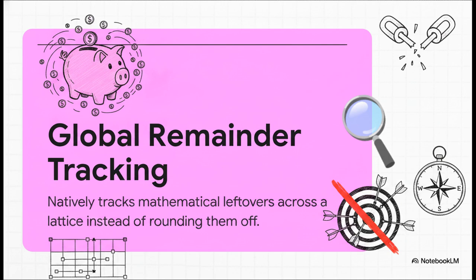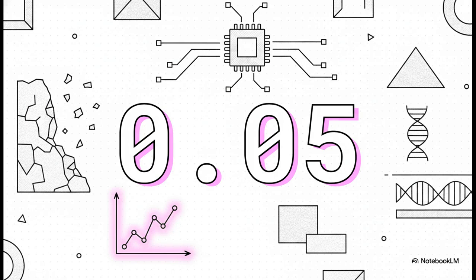Instead of making spatial approximations or just lazily rounding off the decimals like the FPU gambler does, GRT natively tracks the exact mathematical leftovers. Think of it as a system that never, ever throws away the spare change. It completely replaces those messy approximations with discrete deterministic shifts across a rational lattice. So it achieves this strictly unbiased bit-perfect orientation without ever asking a chip to just throw a dart at a board.